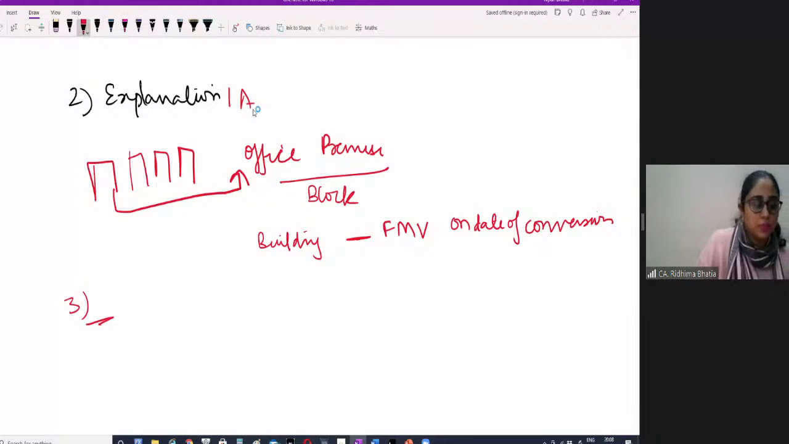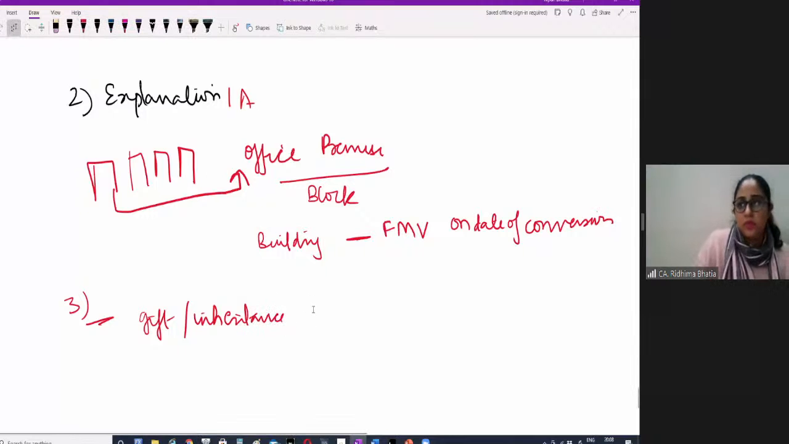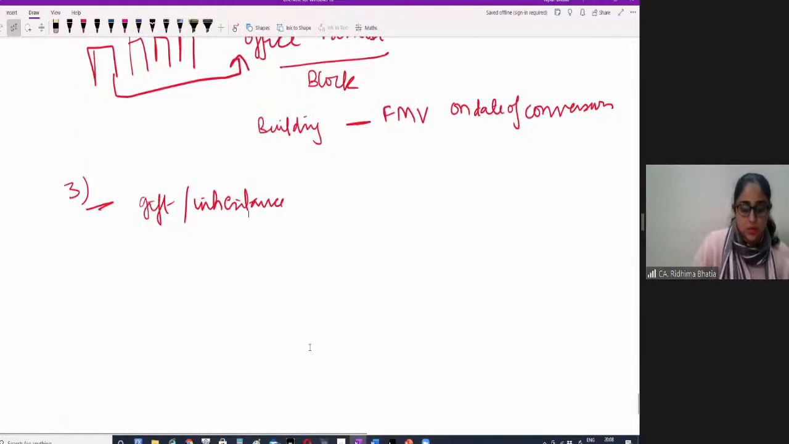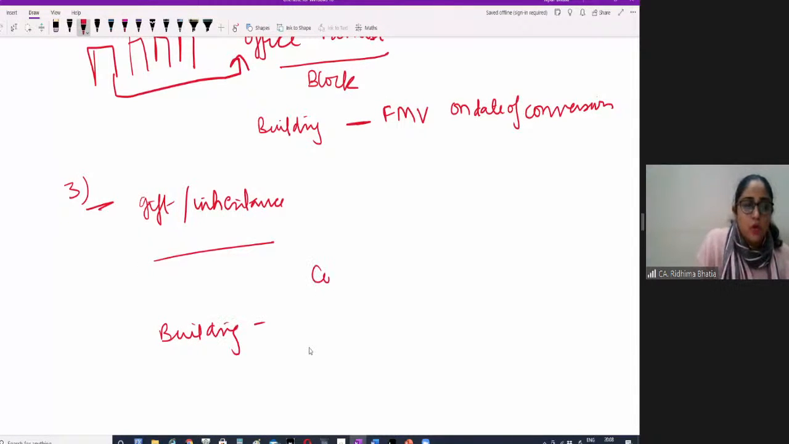Explanation 3 talks about asset acquired by gift or inheritance. Now I am into a business. This building is given as a gift by my father, suppose. Now a building in which I run my office is given as a gift by my father. So what would be the cost which would be taken up in the block of asset?